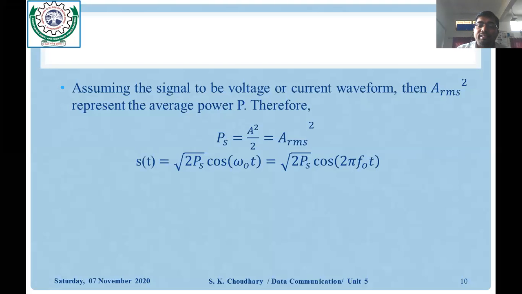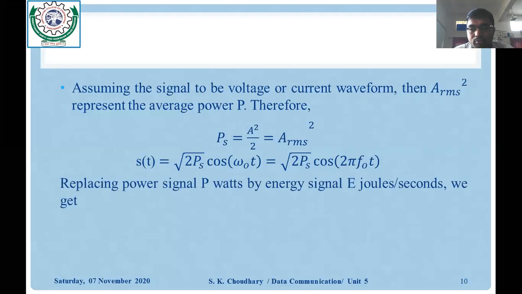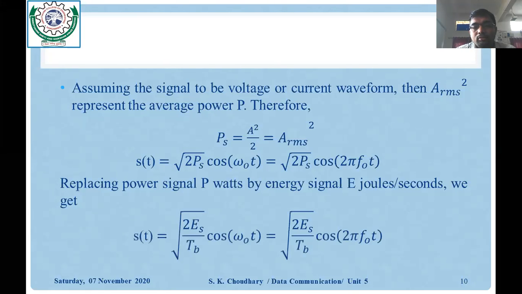So you can also write the amplitude shift signal S(t) in terms of power, that is square root of 2 P_s cos omega naught t, or square root of 2 P_s cos 2 pi f naught t. Or you can also represent it by replacing the power, in watts, with the energy signal, that is joules per second. So this is another representation: the relationship between power and energy is that E_s upon T_b is the power, and T_b is the bit period. So these are the different representations.